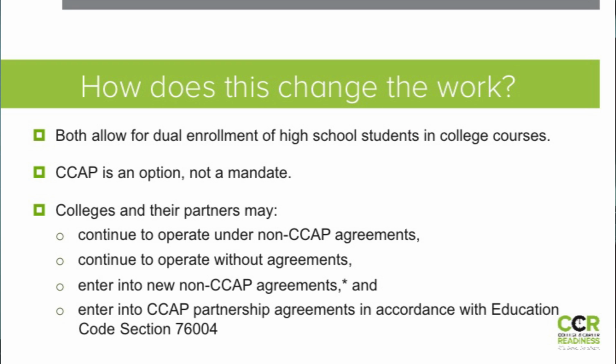How does this change work? So our colleges are now dealing with the question of, what do we do? Do we continue to offer dual enrollment under the existing law that we always have used? Do we offer CCAP agreement dual enrollments, or do we offer both? Both legislation, the existing law and the AB 288 legislation language, allow for dual enrollment of high school students in college courses. They're both charged with providing provision for dual enrollment.